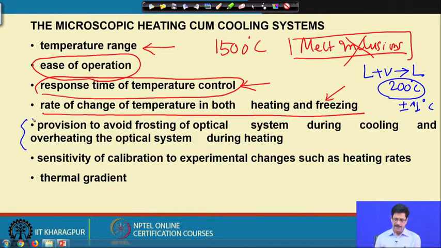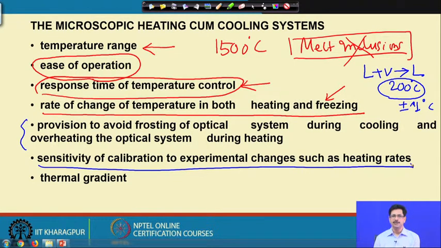The sensitivity of calibration to experimental changes such as heating and heating rates. As we all know, whenever we are doing any experiment and we take the reading, the dependability or the accuracy of the temperature values that we are getting from the device is very much dependent on, or can only be obtained if we have, a good calibration.